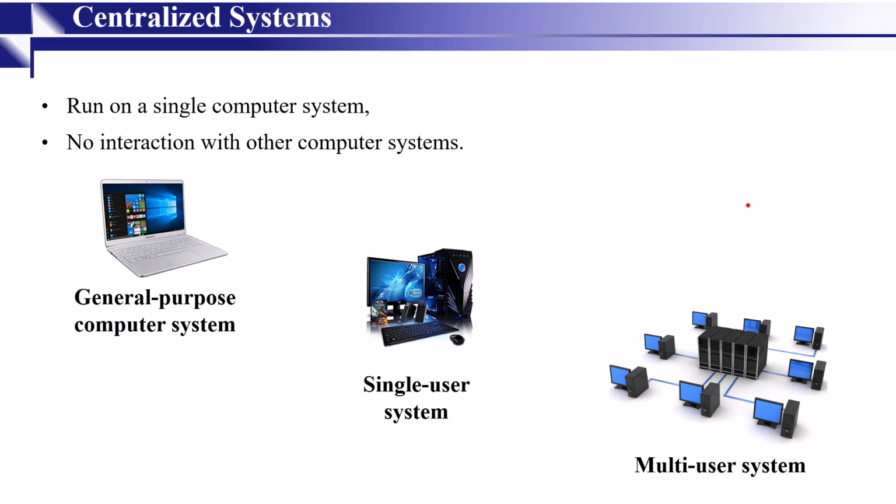First up, centralized systems. These are the simplest form of database architecture, running entirely on a single computer system with no interaction with external machines. Think of a standalone desktop application. Everything from processing to storage happens in one place. They can be general purpose, meaning supporting either a single user, like a personal finance application, or multiple users, such as a small office server. While easy to manage, their limitation is scalability. They are not built for large distributed workloads.